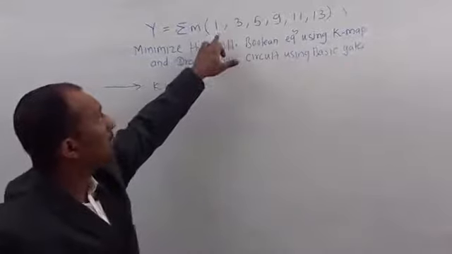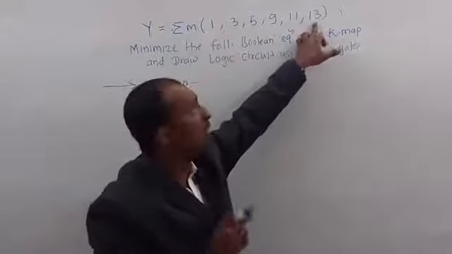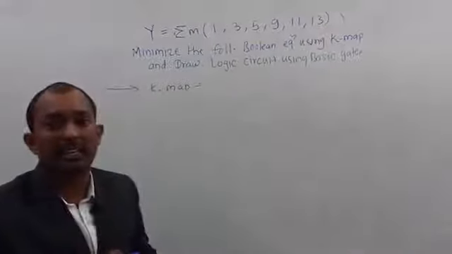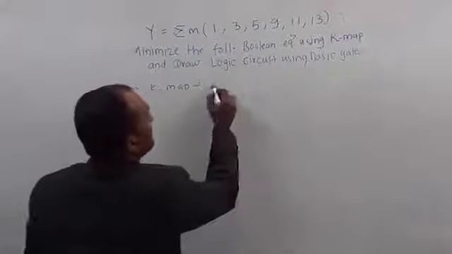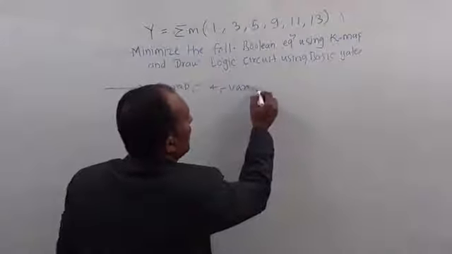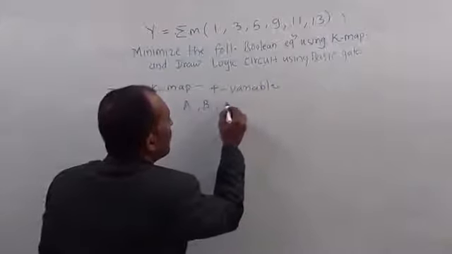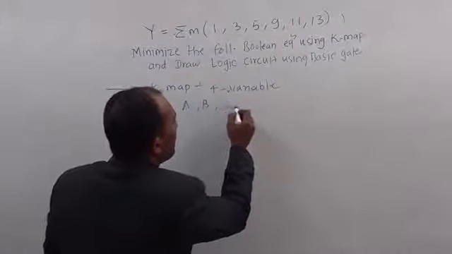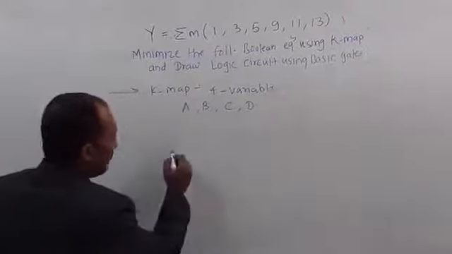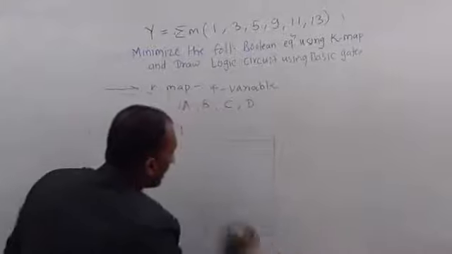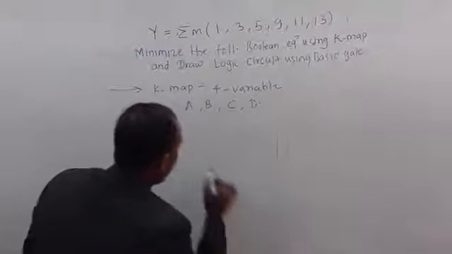As these are the given min terms, in this the value of the largest min term is 13, which is greater than 7, so we need a 4 variable K-map, and for a 4 variable K-map we need 4 variables. So let's assume the 4 variables A, B, C and D. Now I draw the 4 variable K-map, 4 rows and 4 columns.